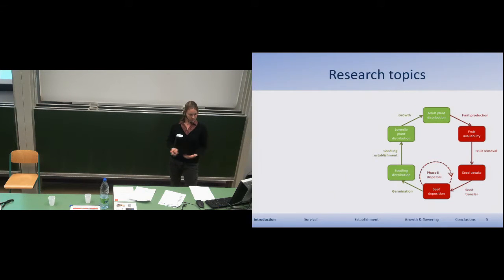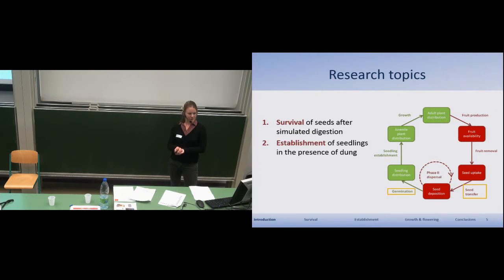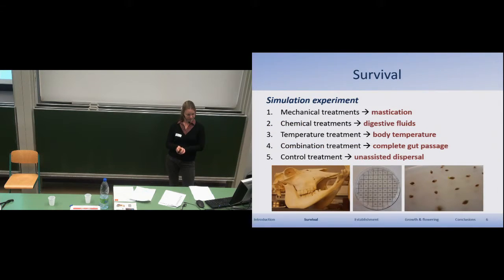I will give the results of 3 experiments I did about the process of seed transfer in the animal, the germination in dung, and the later growth and flowering. So in the first experiment, I tried to simulate each step of the digestive system of cattle and horses. So I did mechanical treatments in which I used real horse and cattle skulls to chew the seeds. But I also used chemical treatments to simulate the digestive fluids which are present in the stomach.